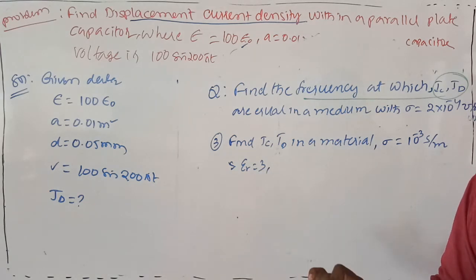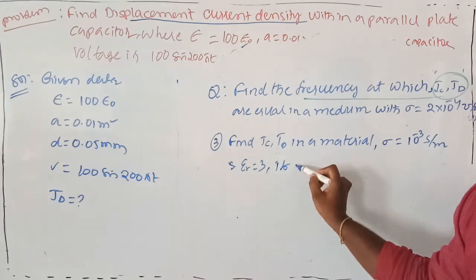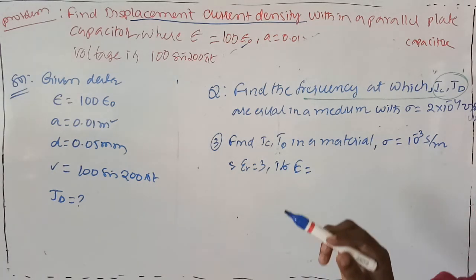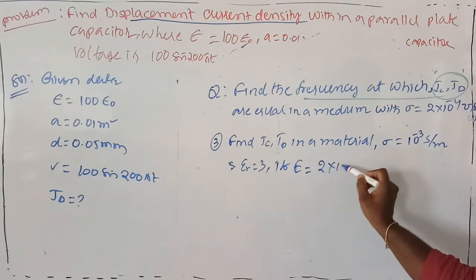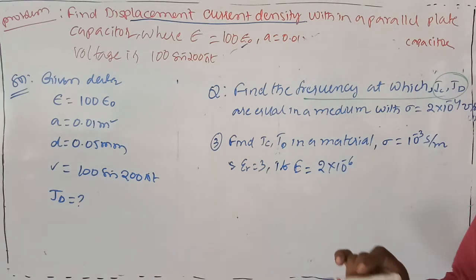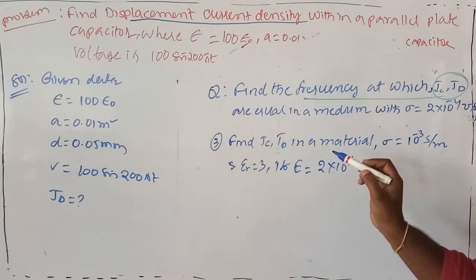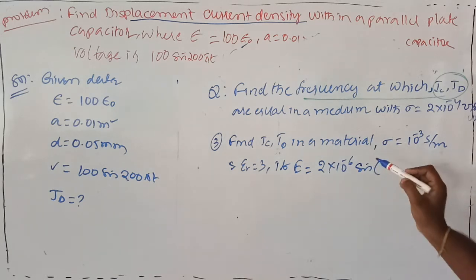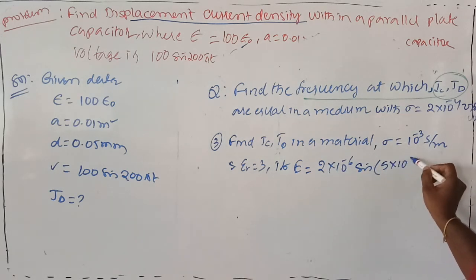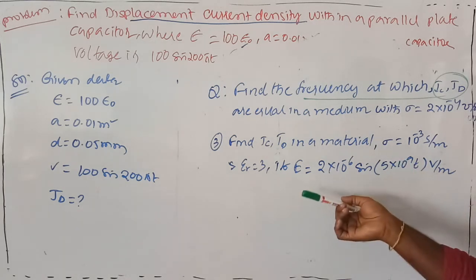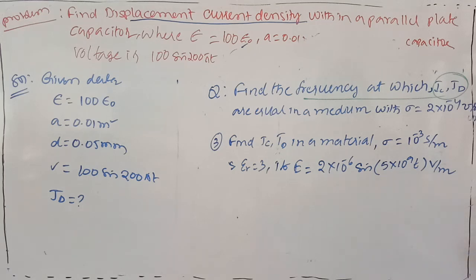If the electric field in the material is E equals 2 into 10 to the power of minus 6 sine of 5 into 10 to the power of 9 t volt per meter. This is the question. Find JC and JD in the material. Sigma is there, epsilon r is there, E is there. So simple.